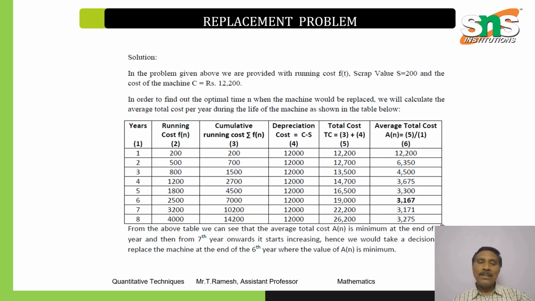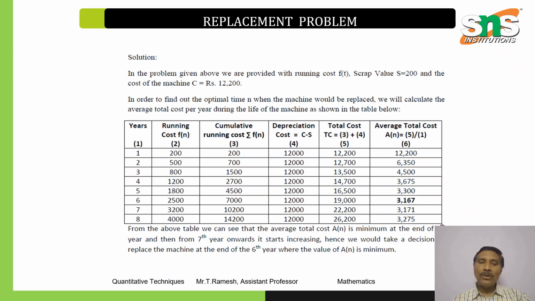Now next, the first year is 200, and the next year is 500. So the total running cost is 200 plus 500, which is 700, which we calculate as the cumulative running cost. First write 200 and add the next running cost of the second year, 500, that is 700. The third year running cost is 800. Add this to the cumulative value: 700 plus 800 is 1500. The fourth year running cost is 1200, and the cumulative cost is 1500, so adding these two, we get 2700. Likewise for all 8 years. So the depreciation is also given.